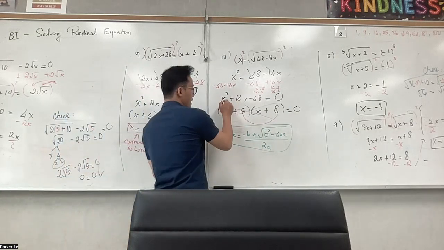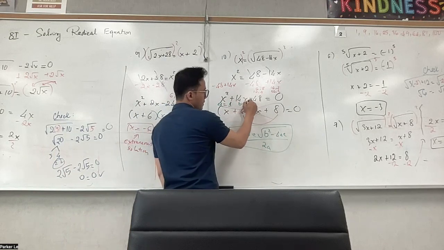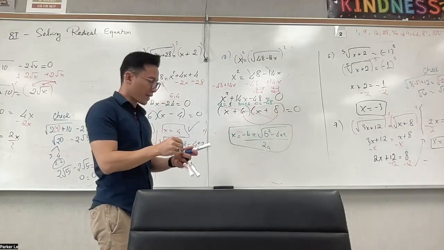Okay, here. What is A? A is 1, B is 14, C is negative 48. Negative 48. You go with the sign, okay?